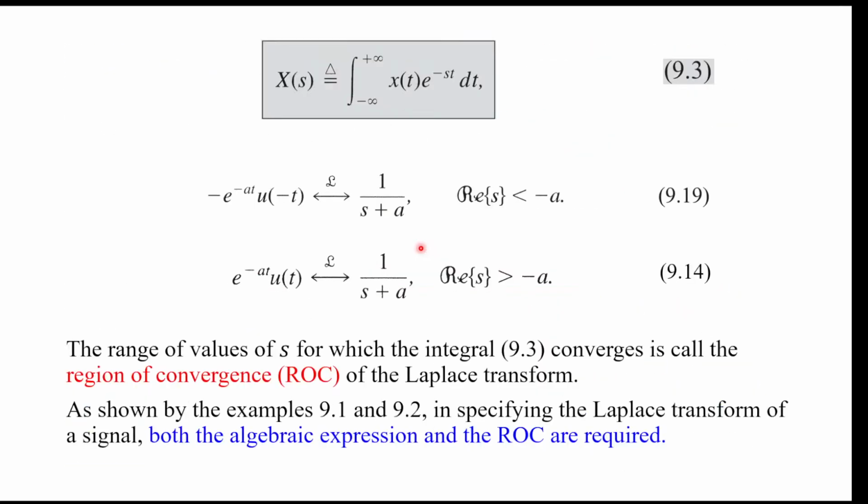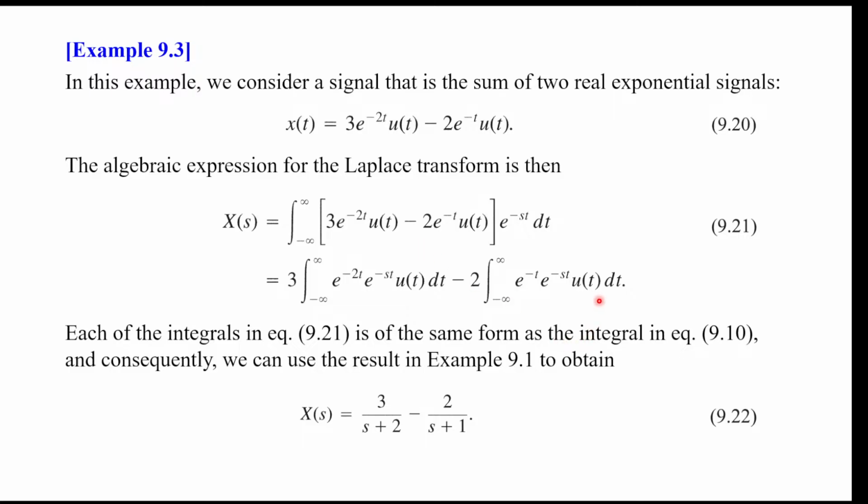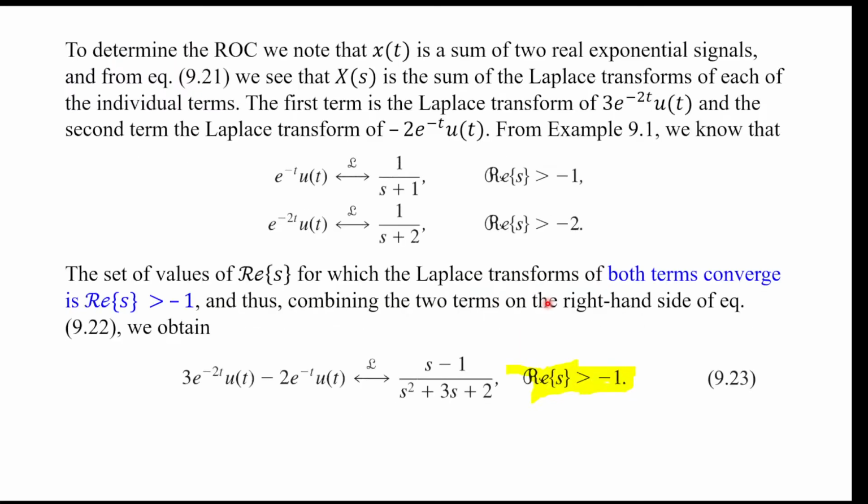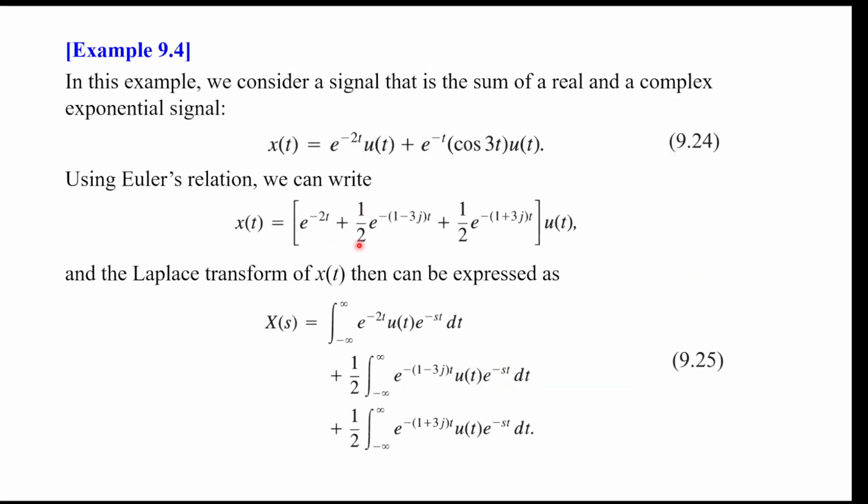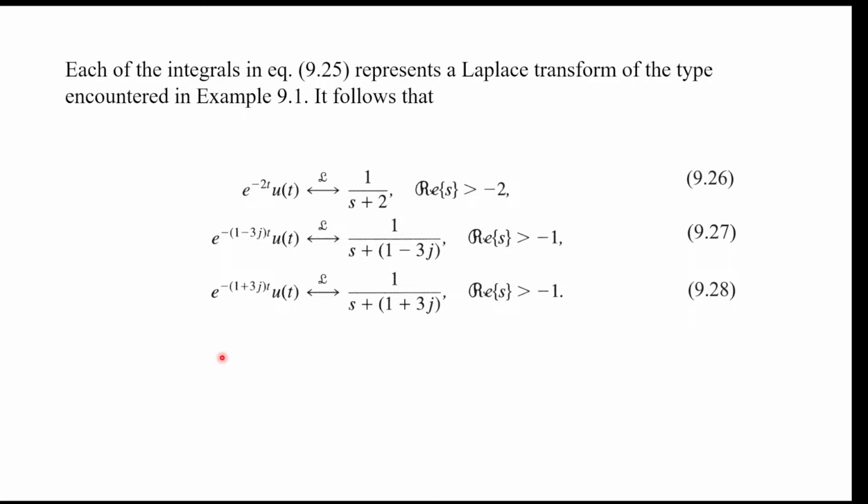Okay. And now let's go back to this example, and once again we can do this integration, and we have these three parts that algebraically Laplace transform to 1 over s plus a, with a equal to 2, and this 1 minus 3j and then 1 plus 3j. And then the region of convergence will be Re(s) greater than minus a, and so minus a was minus 2 here, and here minus a we only care about the real part, so Re(s) greater than minus 1 here, and Re(s) greater than minus 1 here.